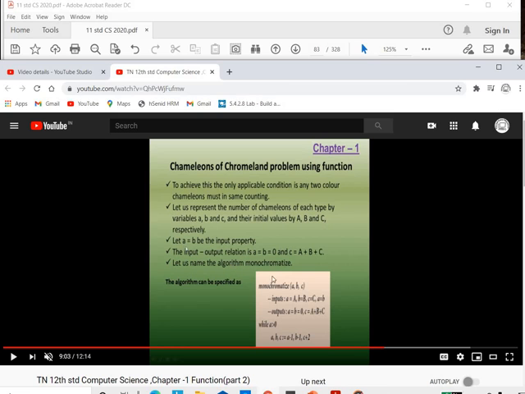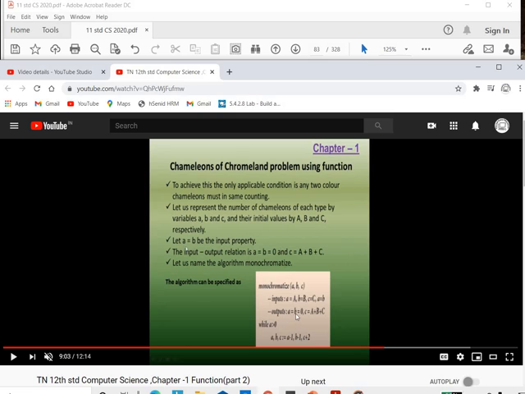Let us name the algorithm monochromatize. Here the algorithm name is monochromatize A, B, C. Input is capital A, which represents the total number of chameleons of the first type. B represents the total number of chameleons of type B, the next color, and C is for the third color. The condition is A equal to B. That is, two colors must be in the same number.